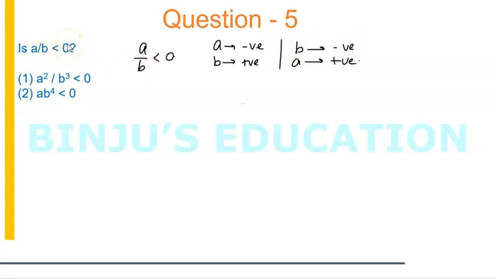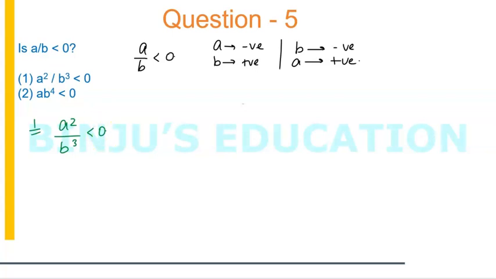So if from either of the statements you get a by b to be greater than 0, then also you have a conclusive answer, right? So you're actually looking for a conclusive answer, not an affirmative answer. Anyways, let's move on with statement number 1. Statement 1 says that a square divided by b cube is less than 0. Now think, when would a square by b cube be less than 0?